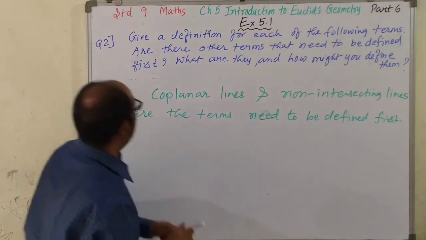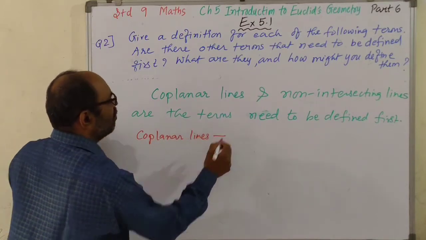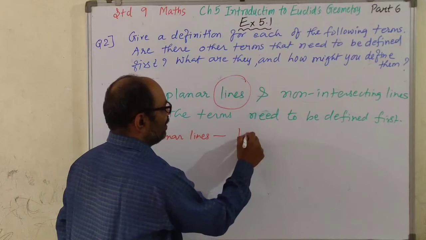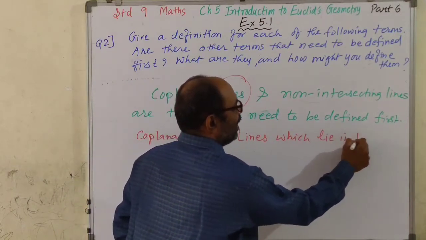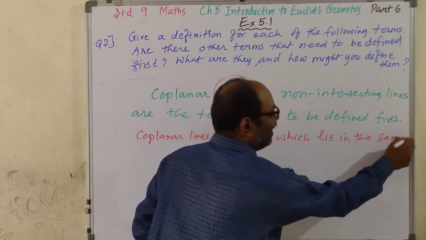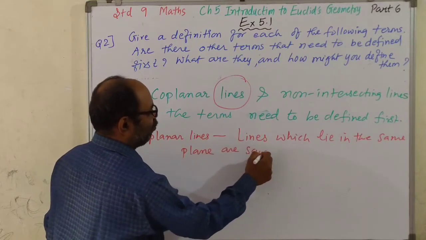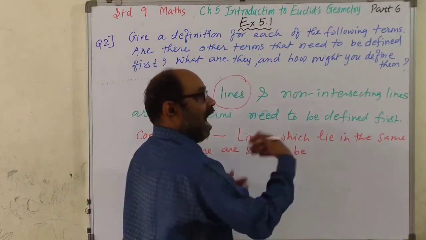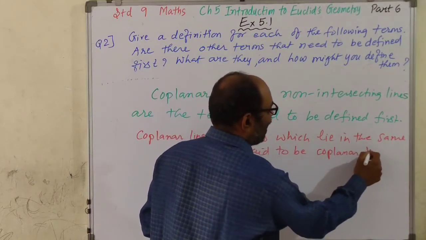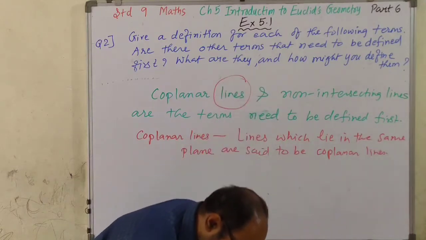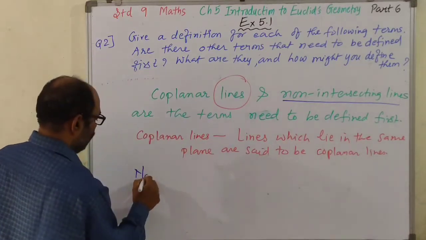Chaliye, so first we define coplanar lines. Coplanar lines. Simple. Lines which lie in the same plane are known as coplanar lines. All right. Next, what are non-intersecting lines?